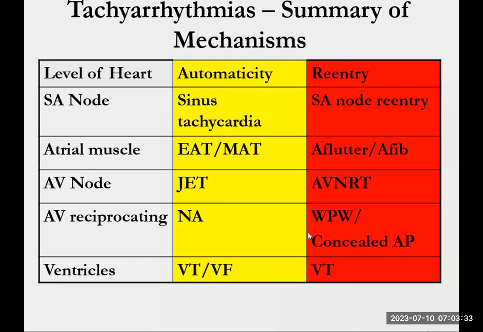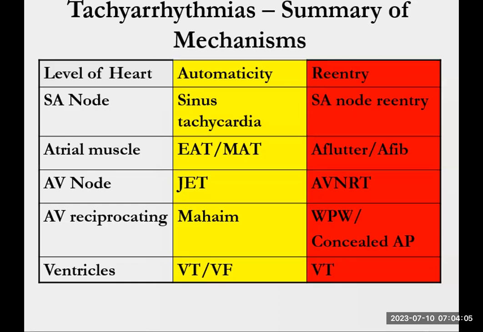In terms of AV reciprocating arrhythmias, there is no such automatic one, although I guess you could say a Mahaim fiber sometimes has its own automaticity. So I'll change that. I've been writing not applicable, but really Mahaims can have automaticity. And then WPW or concealed accessory pathways. And finally, at the level of the ventricles, VT can be reentrant or automatic, and VF is generally automatic.